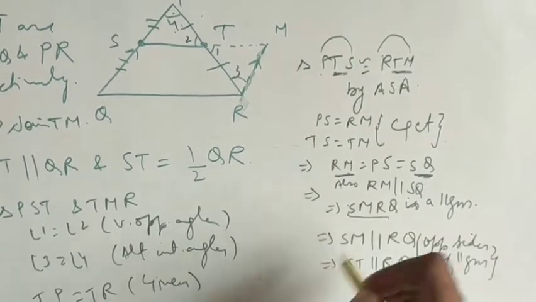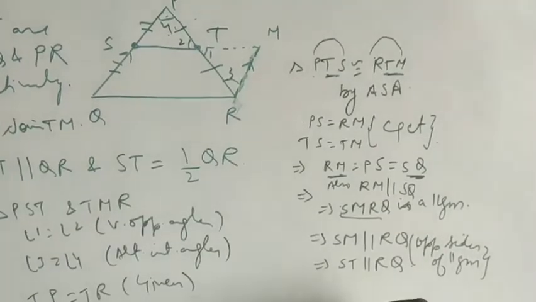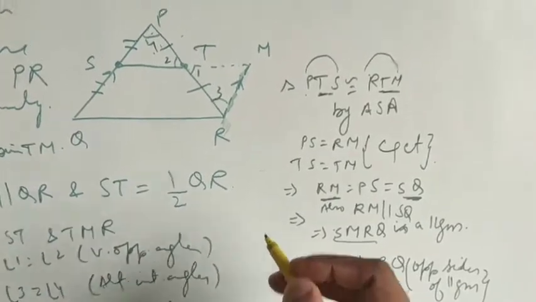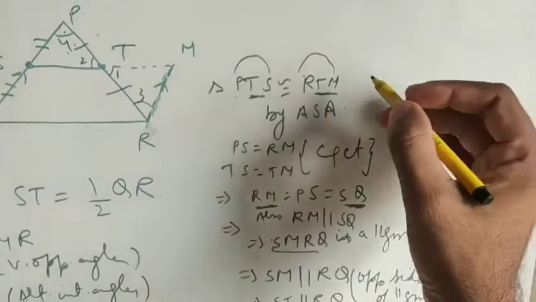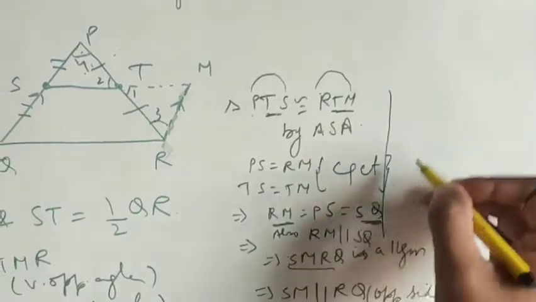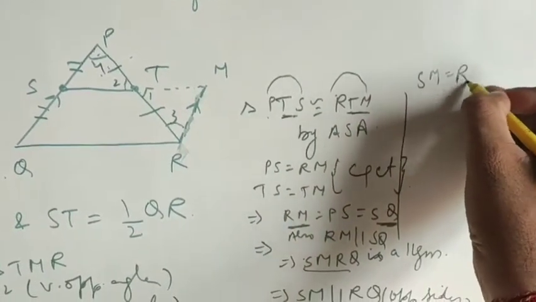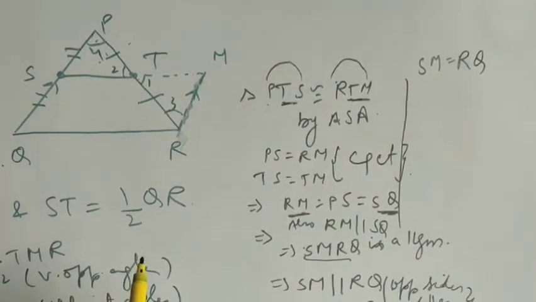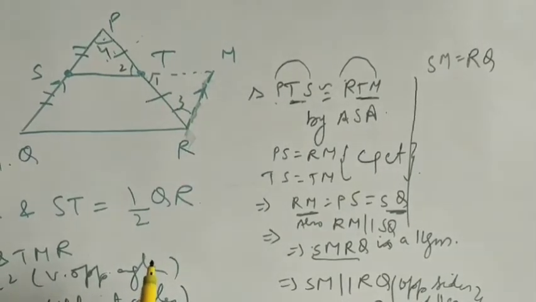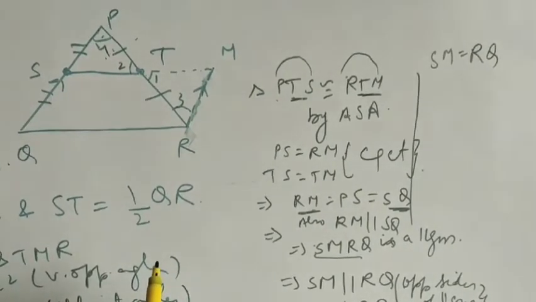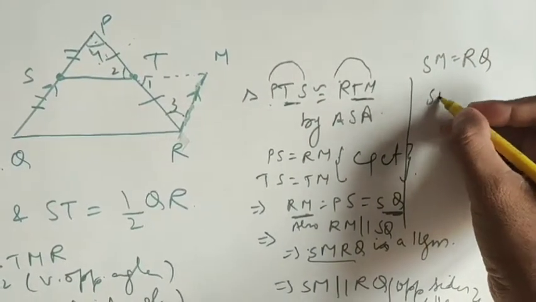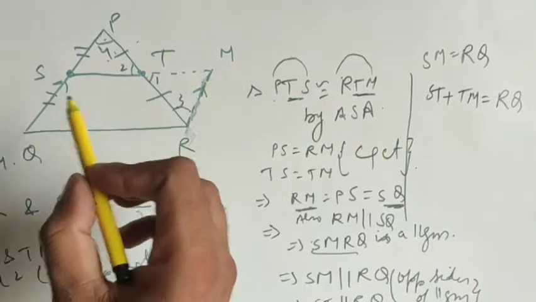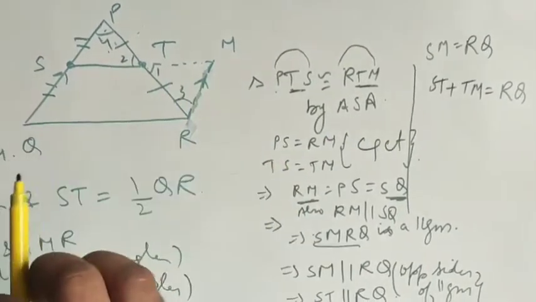Which parallelogram? SMRQ. Now we can also see that SM should be equal to QR. From this figure we are writing the next part: SM is equal to RQ because these are the opposite sides of the parallelogram, and opposite sides of a parallelogram are equal. Now we know that SM is made up of ST plus TM, which is equal to RQ. ST plus TM will be equal to SM, by figure.